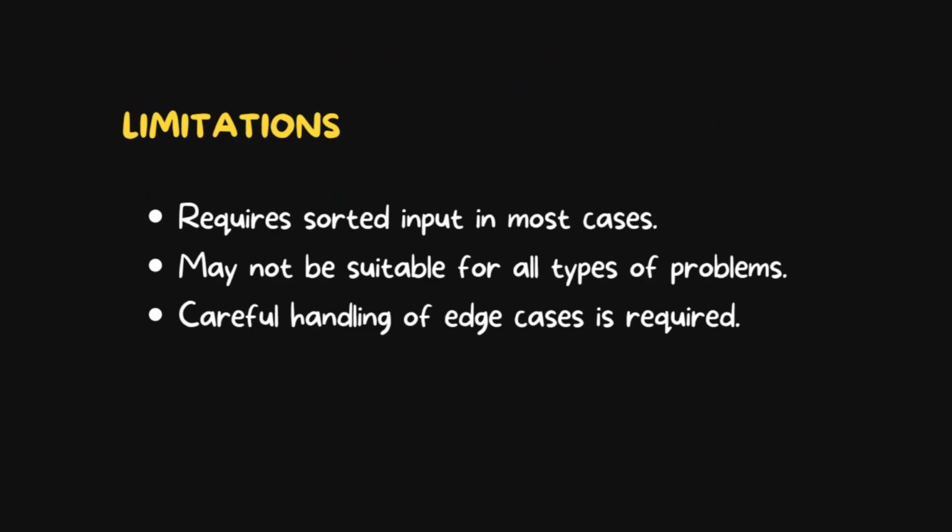However, like any technique, the two-pointer method has its limitations. It often requires the input to be sorted, which could add overhead if sorting isn't already done. It's not suitable for problems that involve unsorted or multi-dimensional data without pre-processing. Handling edge cases such as an empty array or arrays with duplicates can add complexity.